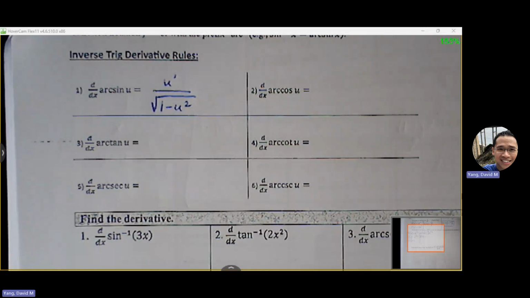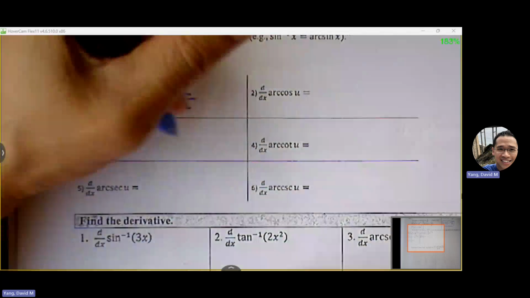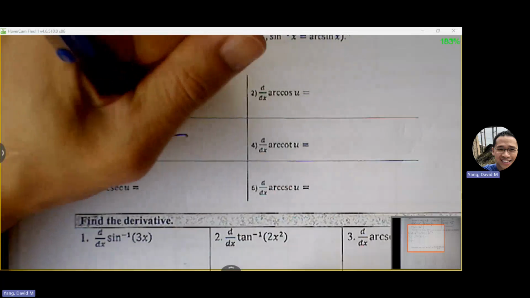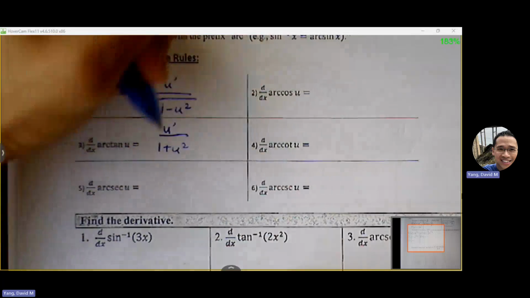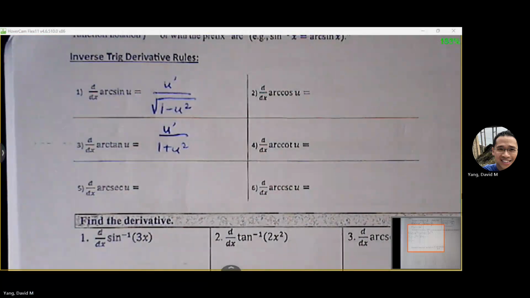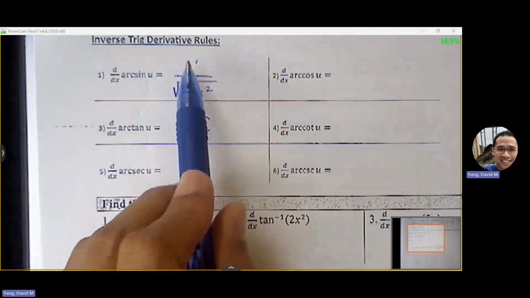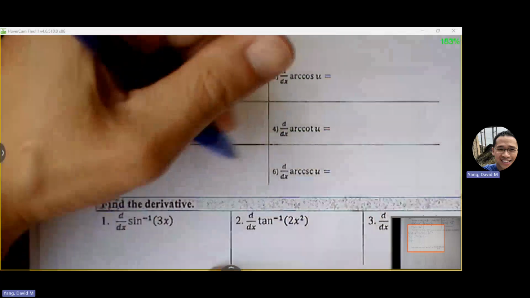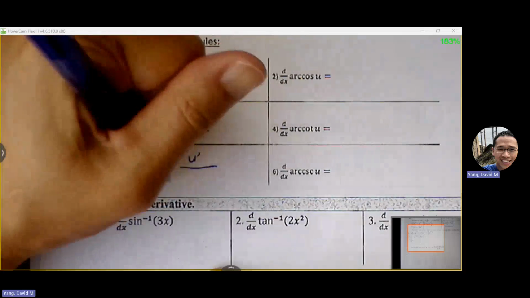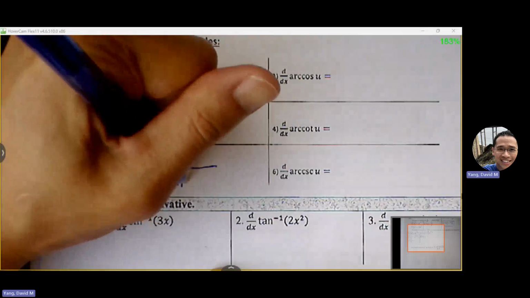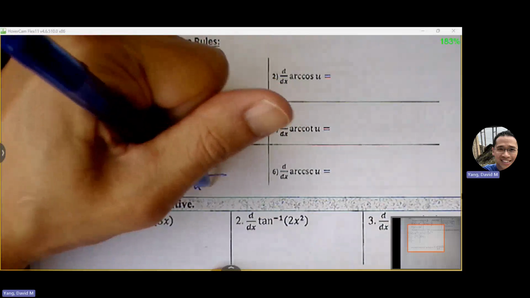Okay, arctangent also has that same format. There's also the u prime above. There's also 1 and u squared below. But it looks like this, u prime over 1 plus u squared. Arcsecant looks the most complicated, but it still has these features. It still has u prime and u, but it's going to look like this, u prime over absolute value of u, square root of u squared minus 1.